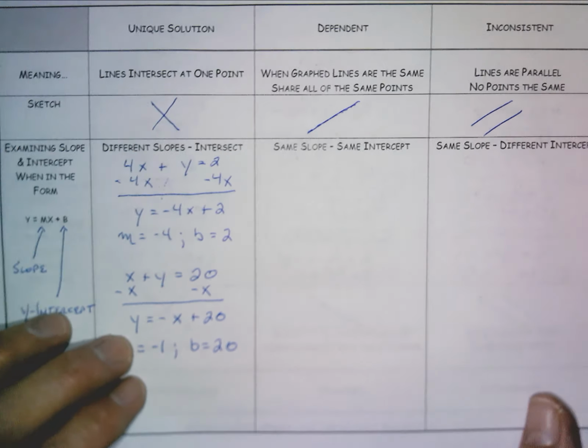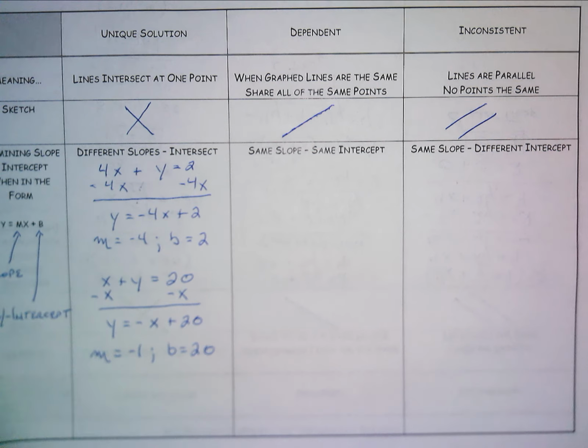Let's see what happens. Now, you can imagine if they're the same line, they're going to have exactly the same slope, exactly the same y-intercept. They're going to go through the same place on the y-axis, and then they're going to increase or decrease at the same rate. Actually, when we're done, the equations should be exactly the same.